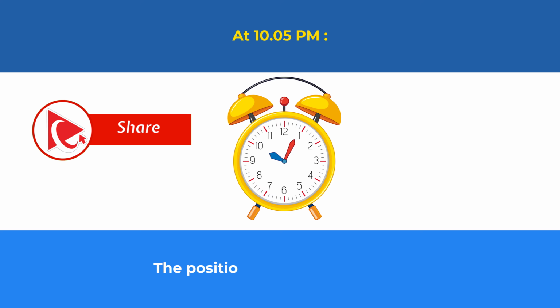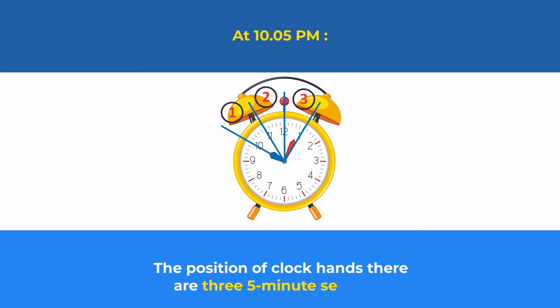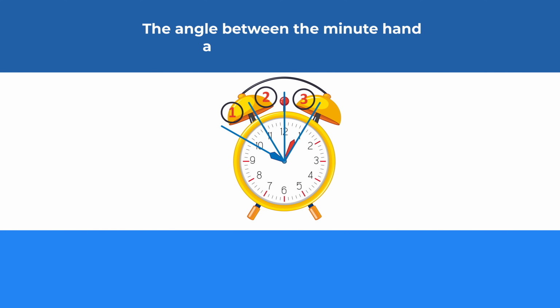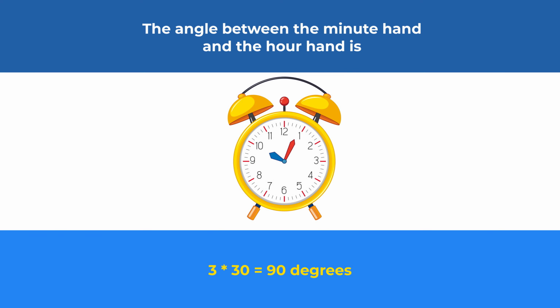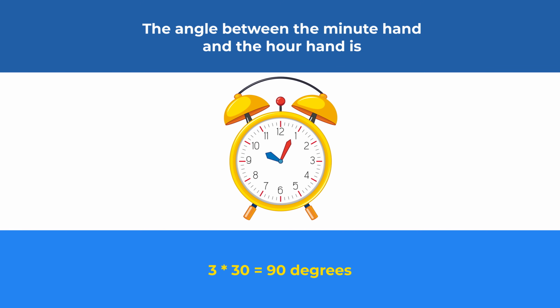At 10:05 p.m., there will be 3 5-minute sections between the hands on the clock, so the angle between the minute hand and the hour hand on the clock will be 3 multiplied by 30, which is equal to 90 degrees.